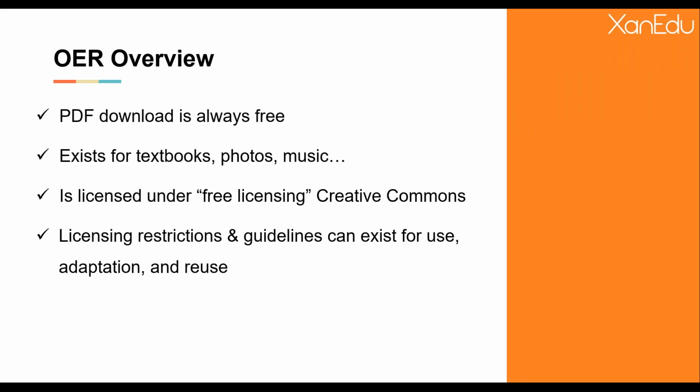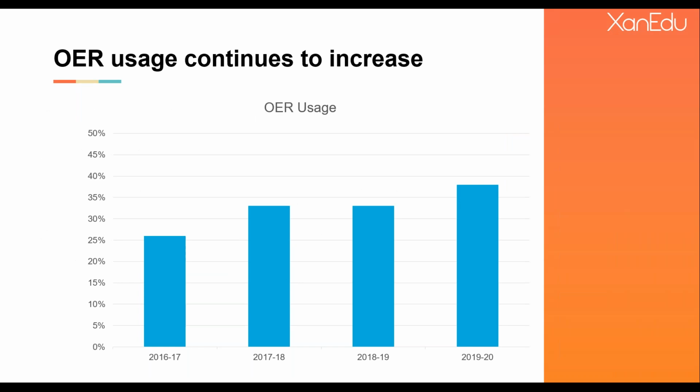So a couple of key bullet points here. The PDF download is always free. Open resources exist for not only textbooks, but also photos, music, and many other media. They're licensed under free licensing within Creative Commons. And there may be some restrictions and guidelines, but typically they're very minimal. And this is where working with a partner company that's an expert in OER like XanEdu can really help you weed through quality and navigate any of those guidelines that are in existence for the content that you're looking for.